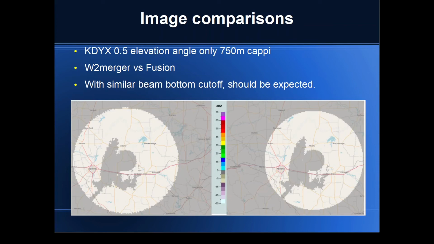So finally, let's get to comparing some images between the 2 methods. We've used W2merger with single radars here to restrict the effect as much as possible. Here is a first image comparison between W2merger and Fusion, focusing on beam bottom touching and projection only. The big gray blob is terrain blockage due to bottom beam touching the ground. We expect to see this fairly close between the 2 methods.